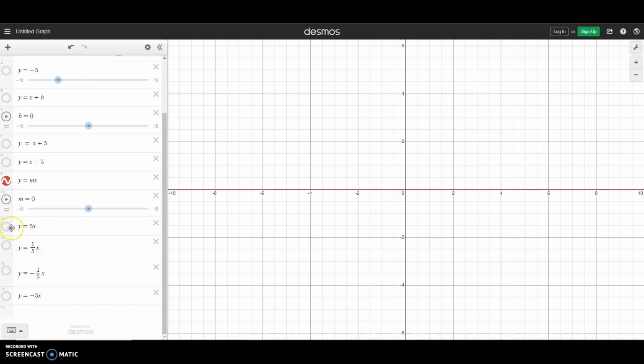Next, I want to compare positive and negative values of m. In which case, I'm going to use y equals positive 5x and y equals negative 5x. So how do these two equations compare? In addition, to compare the magnitudes of m, I'm going to pair 5x and 1/5 x. In green is 5x, and in purple is 1/5 x.